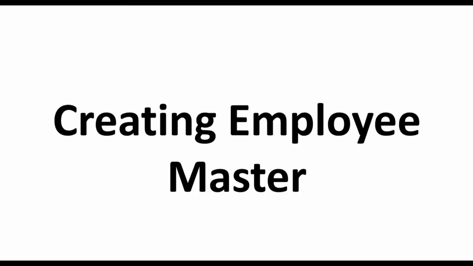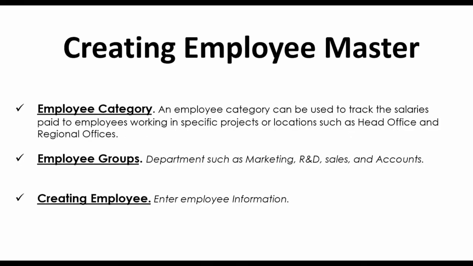First, in creating employee master, the first category is employee category. It is used to track the salaries of employees working in specific projects or locations, such as head office and regional office. Then we have employee groups. It has departments like marketing, research and development, sales, productions, accounts. And then in the third step, we need to create employee. Here, enter employee information.